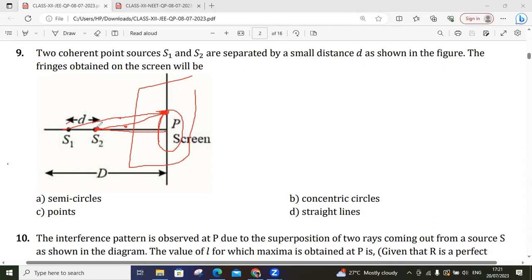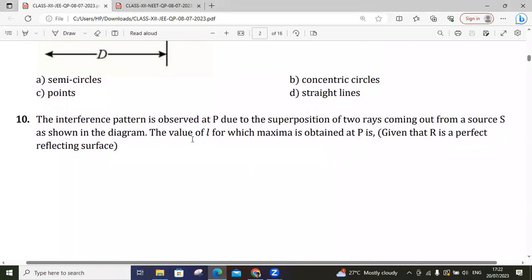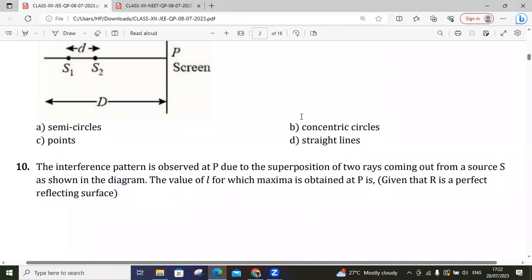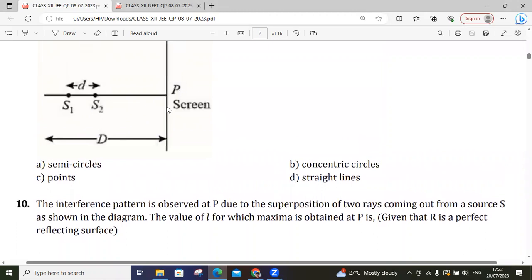So all these points will have the same path difference, correct? Either you are getting constructive interference or destructive interference, it will be in circles. Then bright, dark, bright, dark, bright, dark. You will get concentric circles. You can imagine. So it will not be a semicircle, it will not be a point, it will not be a straight line. Because if you go along a straight line, the path difference varies. You take two waves and interfere them and go along the line, you will see the path difference will vary.